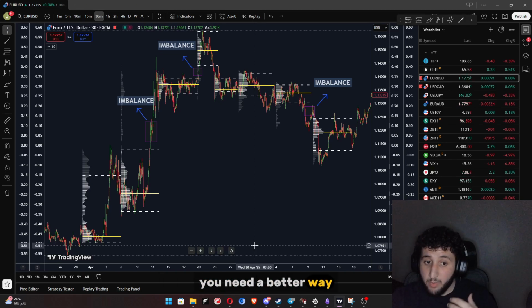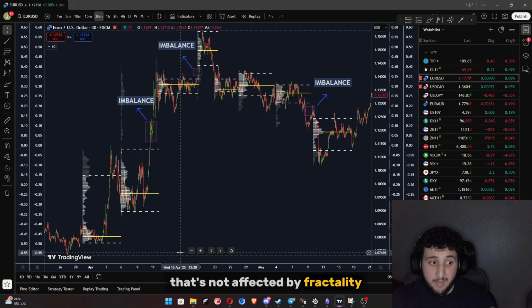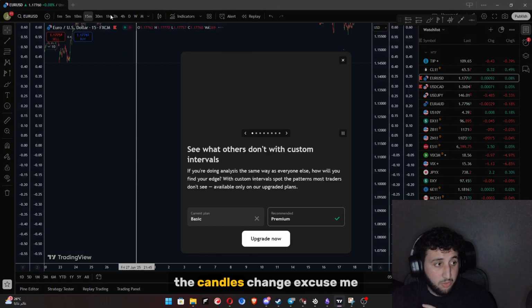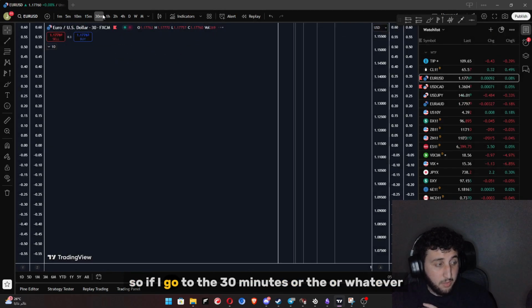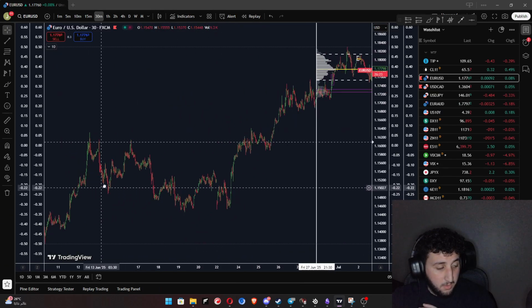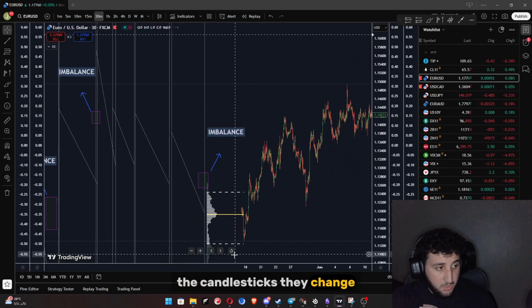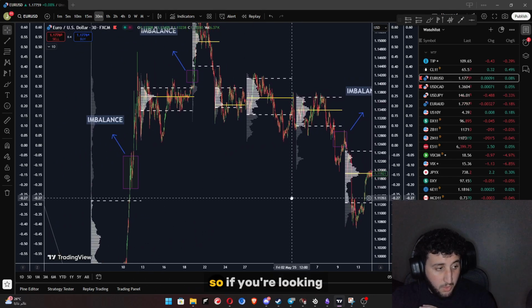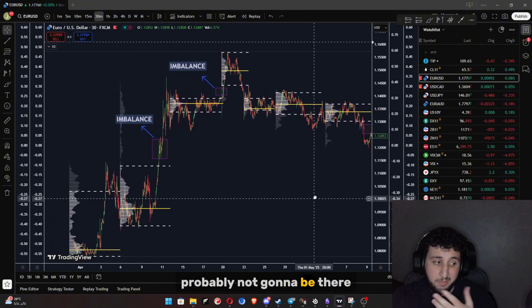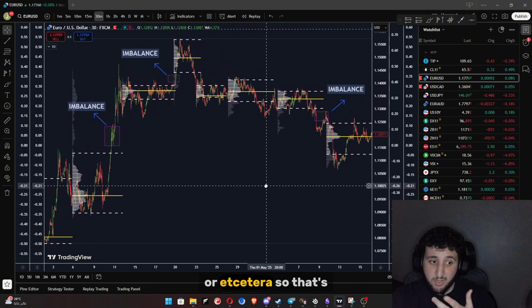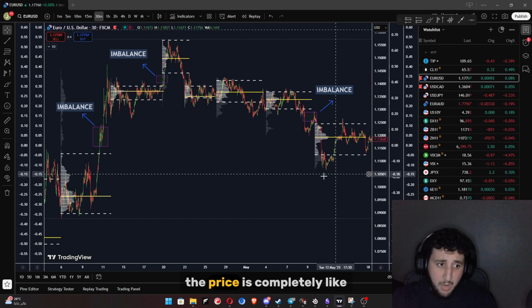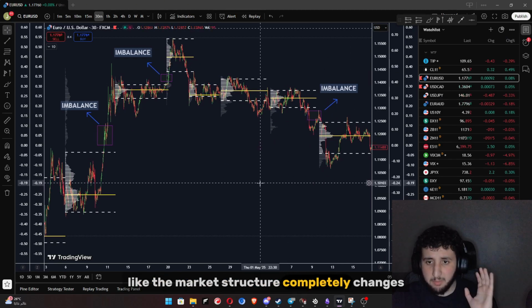You need a better, more efficient way that's not affected by fractality. If you don't know what fractality is, basically when you change the time frame, the candles change. So if I go to the 30 minutes or whatever, the candlesticks change. If you're looking at a break of structure, for example, in the 30 minutes, it's probably not going to be there in a higher time frame. So that's fractality. The higher time frame you go to, the market structure completely changes.